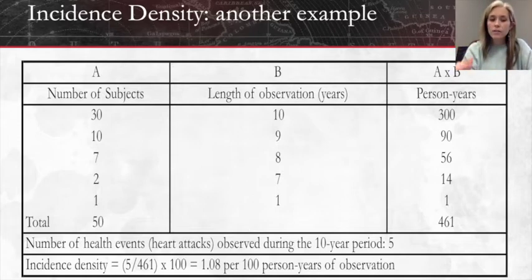You do that for every length of observation that was contributed, and so the incidence density formula would end up being 5 over 461. Ultimately, to make that meaningful, some people look at it in terms of 100 person years of observation, and so for every 100 person years of observation, we would expect one case to occur.